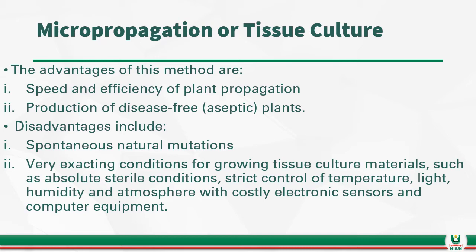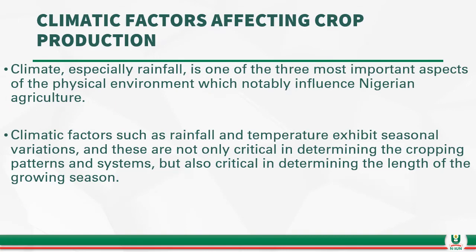And you need very exact growing conditions, such as absolute sterile conditions, strict control of temperature, light, humidity, and atmosphere, and all these costly electronic sensors and computer equipment. This is what you need for your micropropagation or tissue culture.